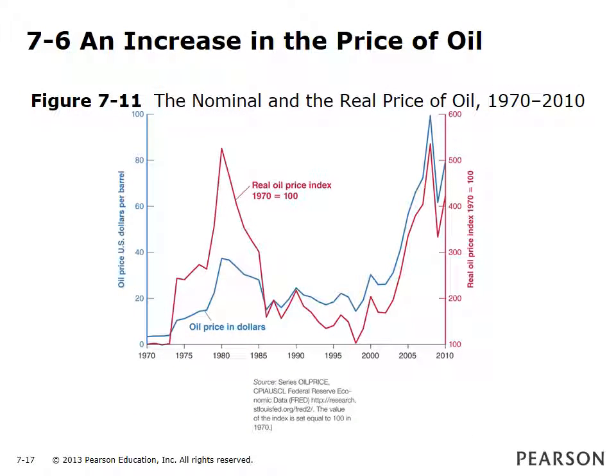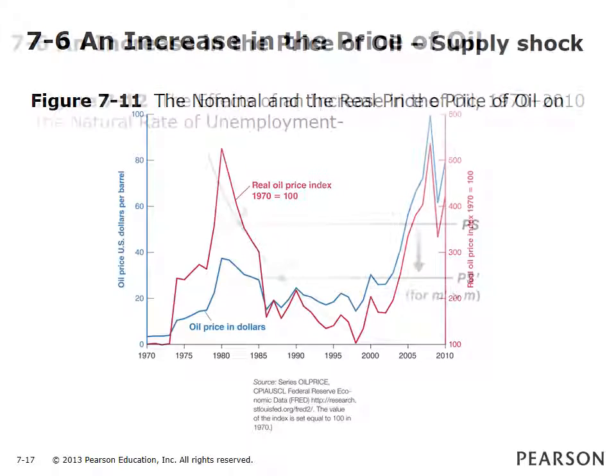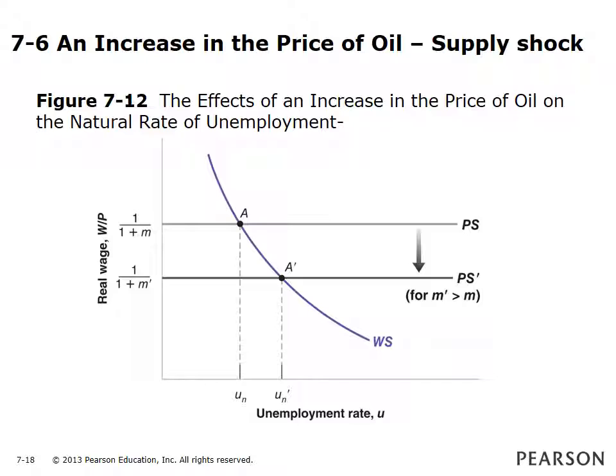Figure 7-11 shows an increase in the price of oil in the 1970s and then from 1998 to 2008. In the 1970s, it caused stagflation, combination of recession and high inflation. Figure 7-12 shows increase in oil prices increases costs, which increase price level due to higher markup. PS shifts down to PS prime. This lowers the equilibrium real wage and raises the natural rate of unemployment.